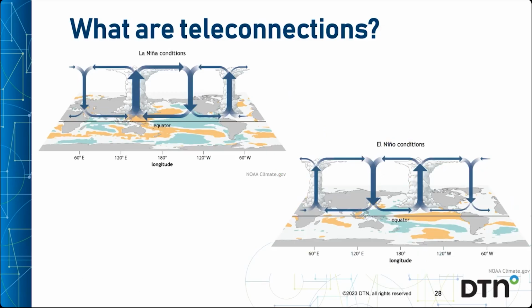There's a quick schematic of the two ENSO phases showing opposite circulations associated with La Nina top left and El Nino bottom right. So you can clearly see how these could affect large-scale circulation patterns elsewhere around the globe.